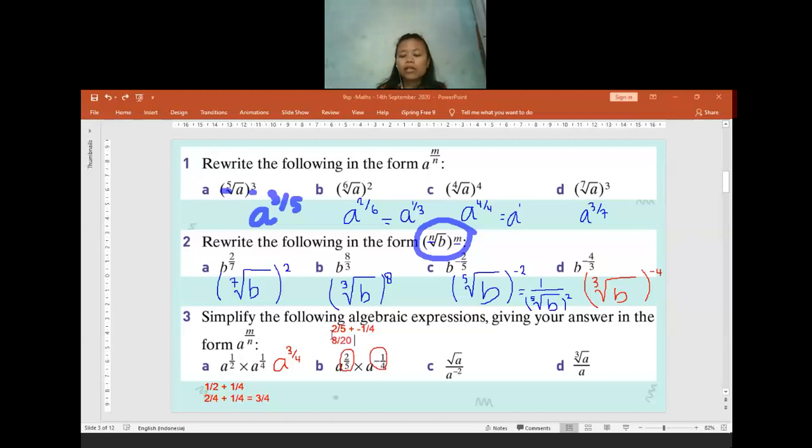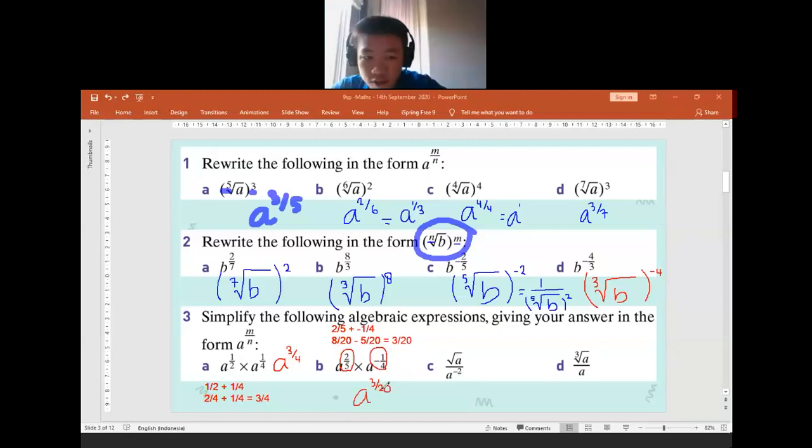Plus and minus, we can combine, so it becomes minus 5 per 20. So in the end, we will have 3 out of 20. The final answer will be a to the power of 3 per 20. Is there anyone having any question? Confusion? No? Okay. If you have no confusion, let us move to question C.